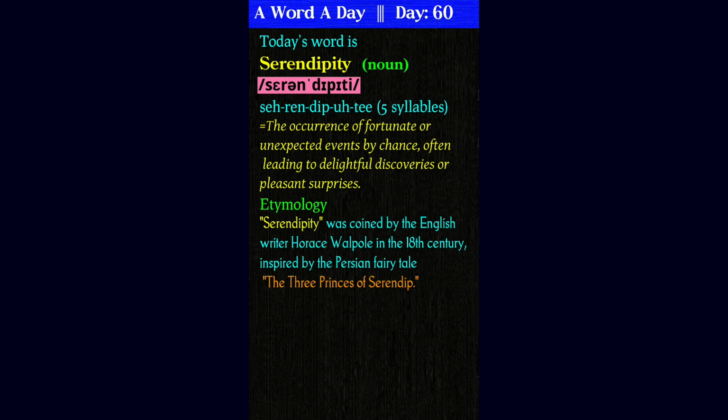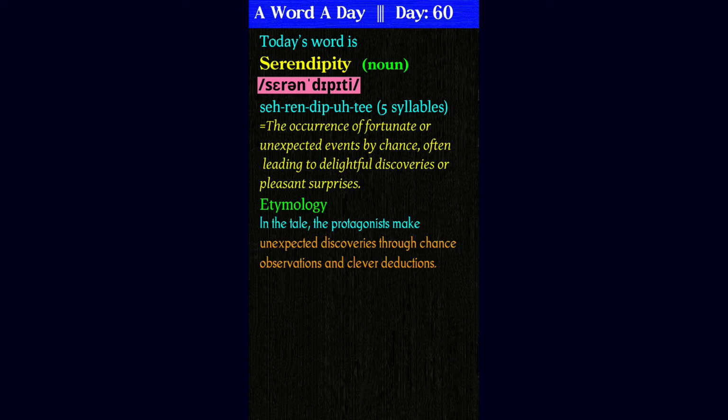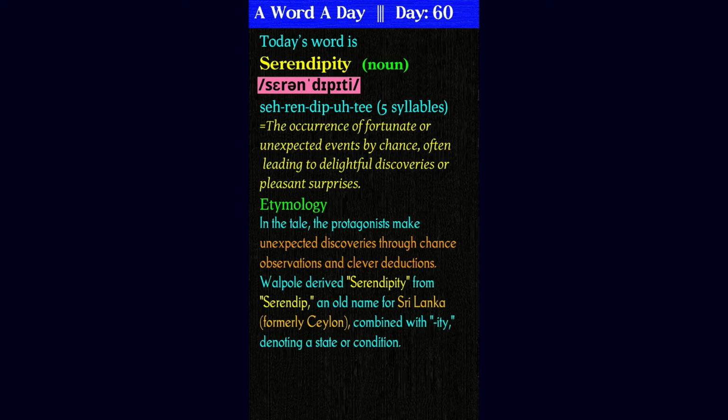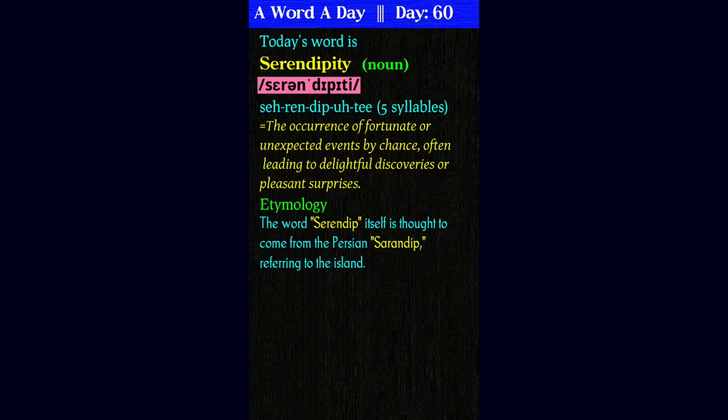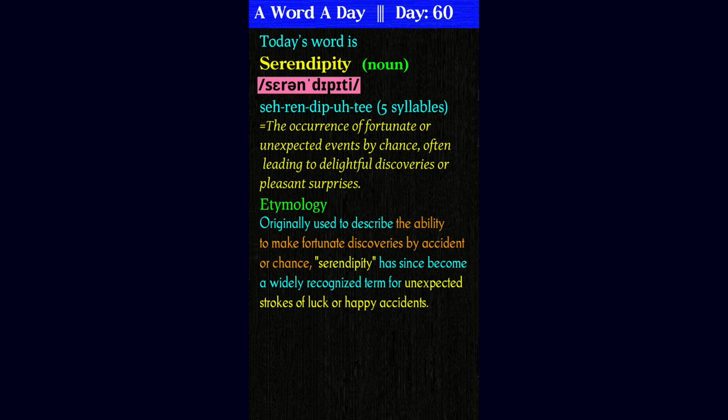Etymology. Serendipity was coined by the English writer Horace Walpole in the 18th century, inspired by the Persian fairy tale The Three Princes of Serendip. In the tale, the protagonists make unexpected discoveries through chance observations and clever deductions. Walpole derived serendipity from Serendip, an old name for Sri Lanka, formerly Ceylon, combined with iti, denoting a state or condition. The word Serendip itself is thought to come from the Persian Serendip, referring to the island. Originally used to describe the ability to make fortunate discoveries by accident or chance, serendipity has since become a widely recognized term for unexpected strokes of luck or happy accidents.